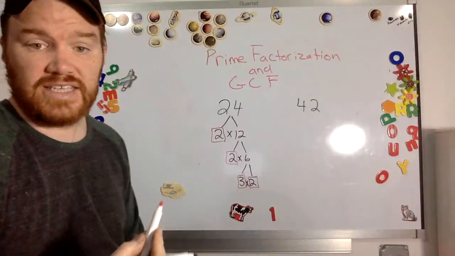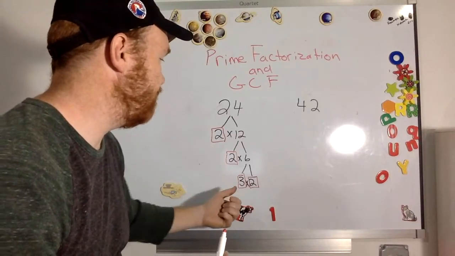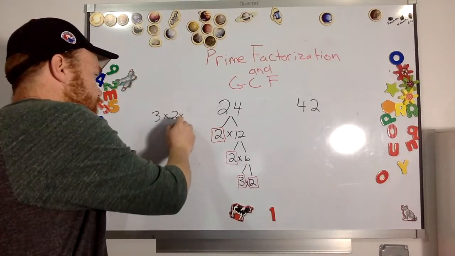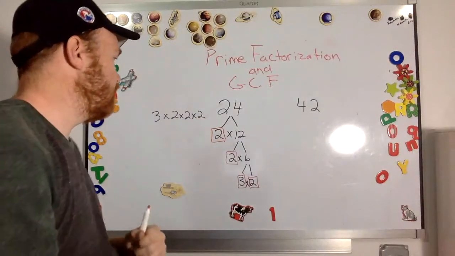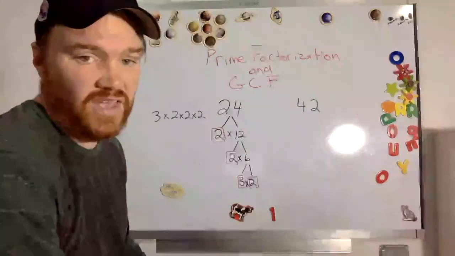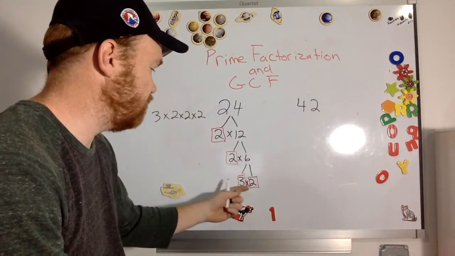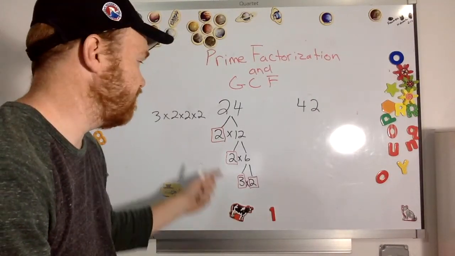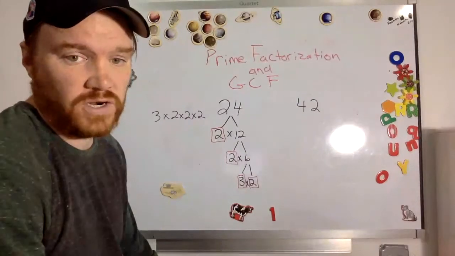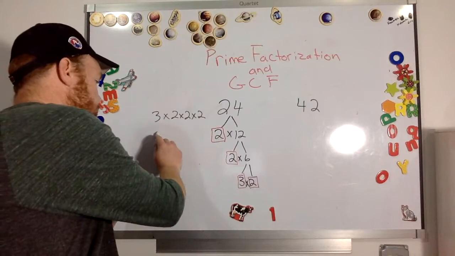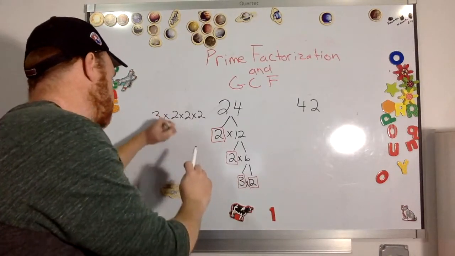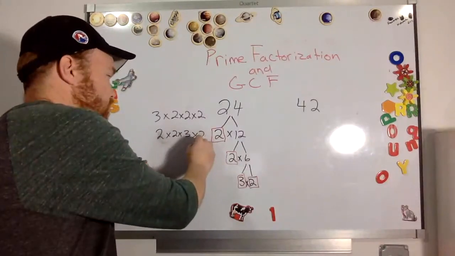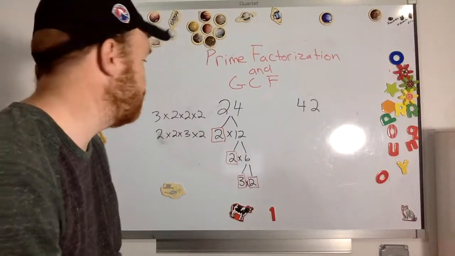Okay, last time when we did the prime factorization, remember we ended up with 3 times 2 times 2 times 2. Well, you might be like, well, that's not the same because here I get 2 times 2 times 3 times 2. Well, it is the same. Remember, commutative property of multiplication says no matter what order I multiply in, I'm going to get the same number. So even though I end up with 2 times 2 times 3 times 2, I'm still going to get the same thing.